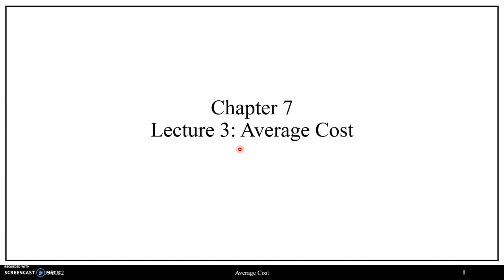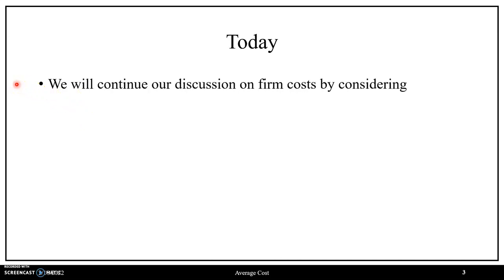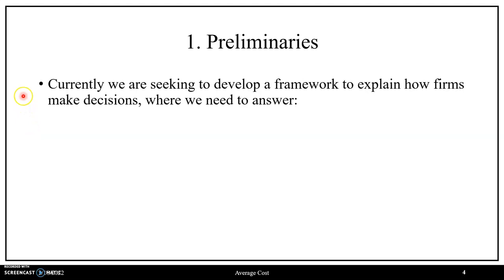In this video, we conclude our discussion on Chapter 7, where in our last video we began our discussion of costs from production for a firm. In today's video, we seek to conclude this discussion by setting up some preliminaries to discuss average costs, then conclude with the long run.